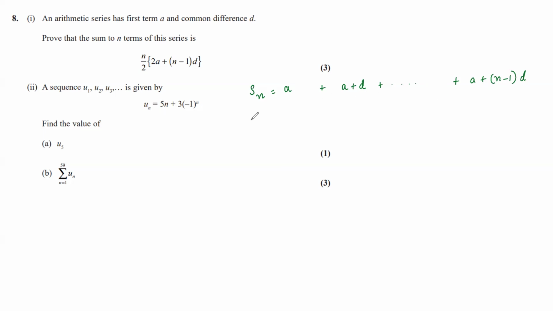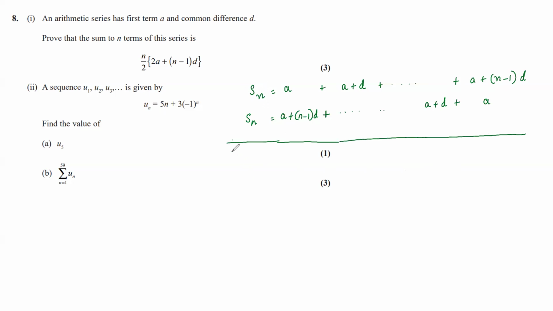Now I'm going to write this sum of n terms once again, but I'll be starting from the back. So here I'll write the last term, that is a plus n minus 1 into d, plus etc. And then we know the second last term will be a plus d, plus the last term will be a. Now I'm just going to add both of these equations.